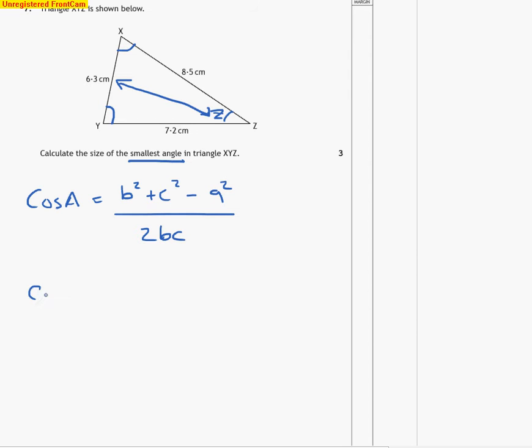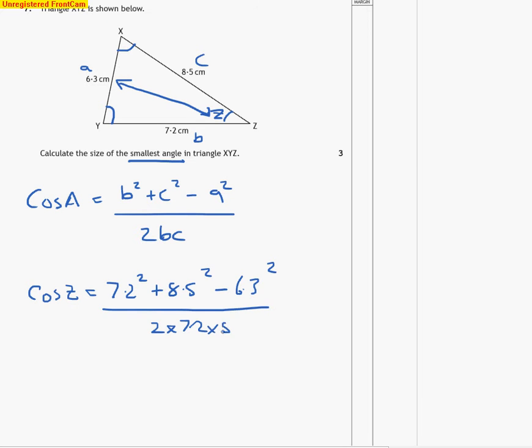So that's actually the same as saying cos of z is equal to, we'll call this one b, call it c, and we'll just remember that's a. So 7.2 squared plus 8.5 squared minus 6.3 squared, divided by 2 times 7.2, again being consistent, b and c, times 8.5. It's very important that we get this angle and this length corresponding. There's not a huge amount of room for error apart from that, because you can put b and c around either way, but this has to be as it is.